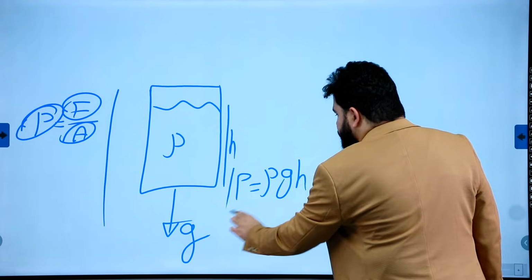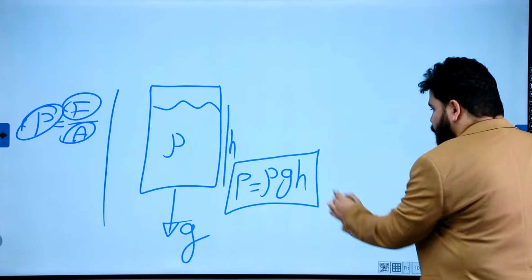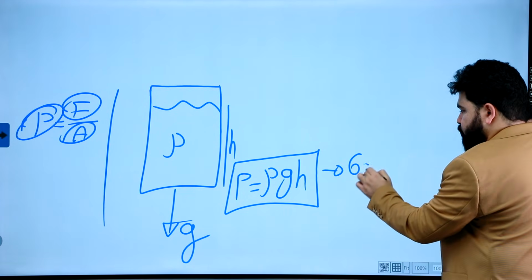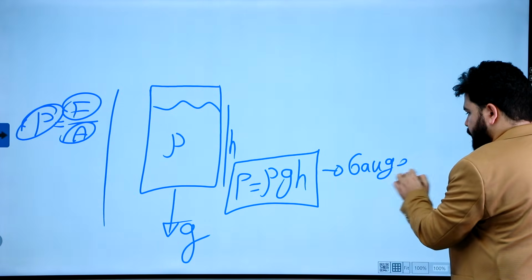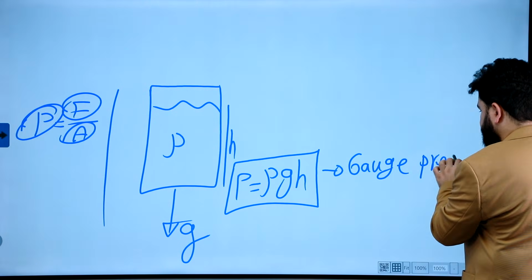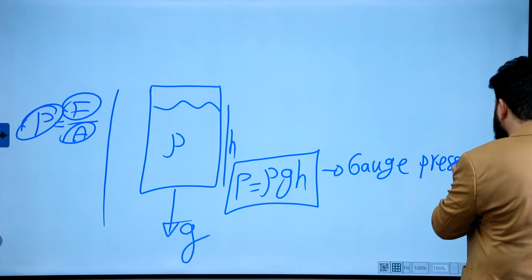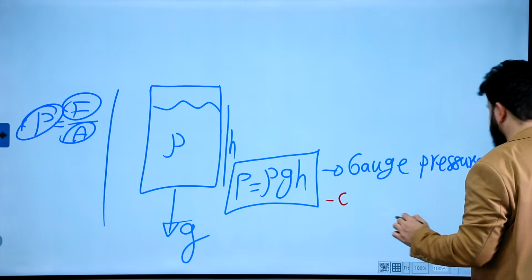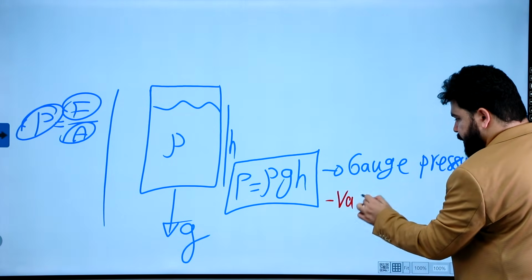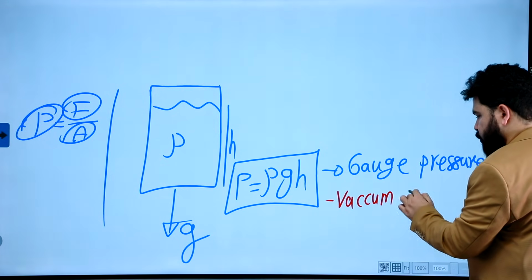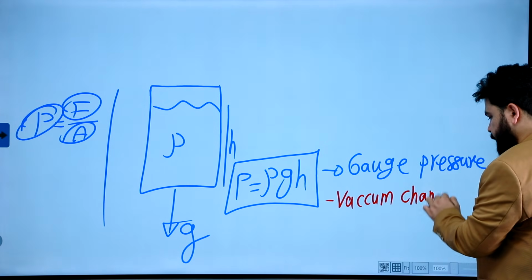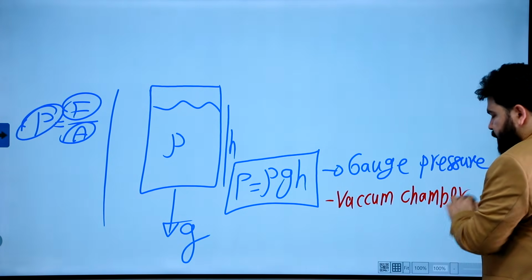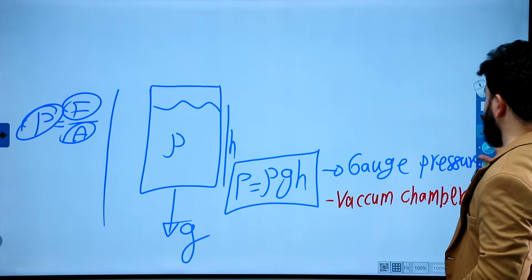I call this type of pressure gauge pressure. When do you use this equation? When the question says vacuum chamber. Or sometimes the question directly says find gauge pressure.